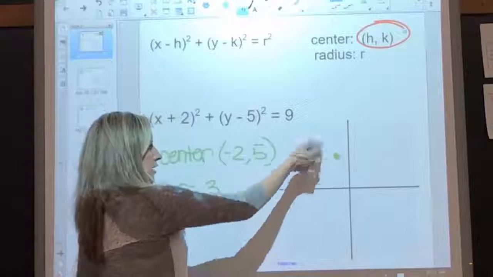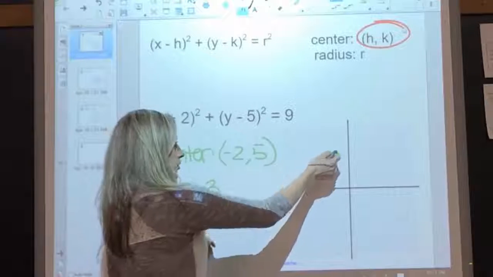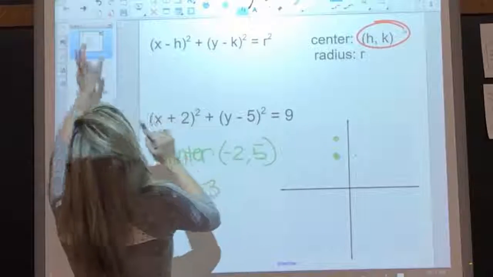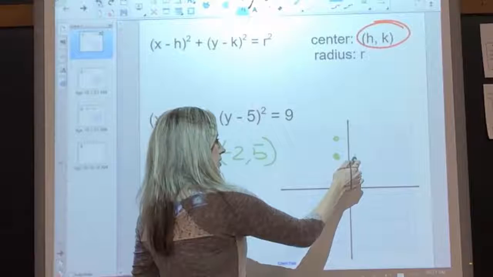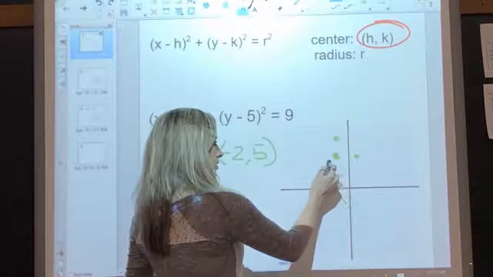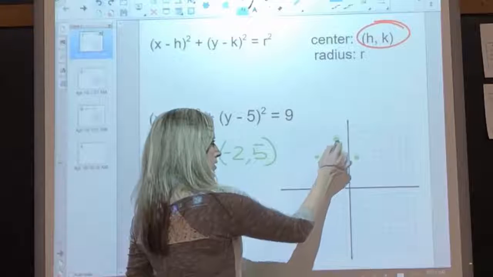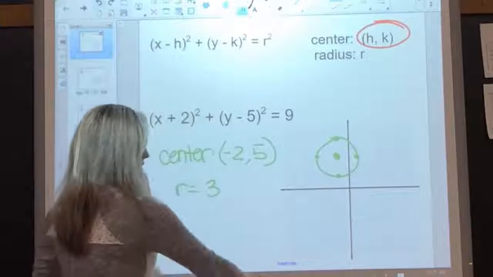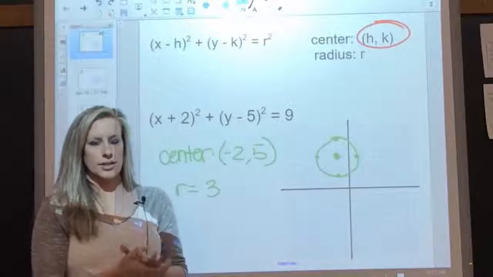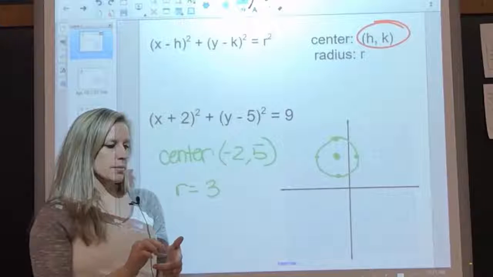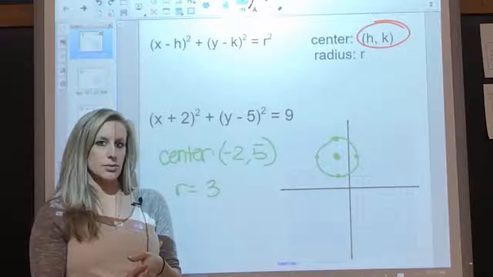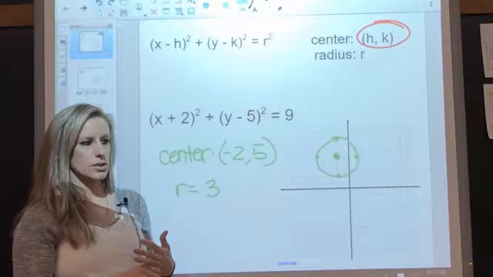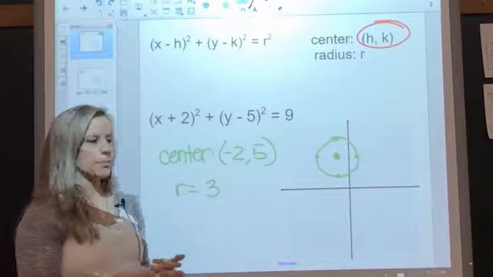So I'm going to go 3 in all directions. I'm going to go 3 up, 3 to the right, 3 down, and 3 to the left. And that's going to give me my circle. Okay, so that's what we're working on today: graphing them and then just writing the equation in standard form. And then I think it's Thursday, we'll do general form.